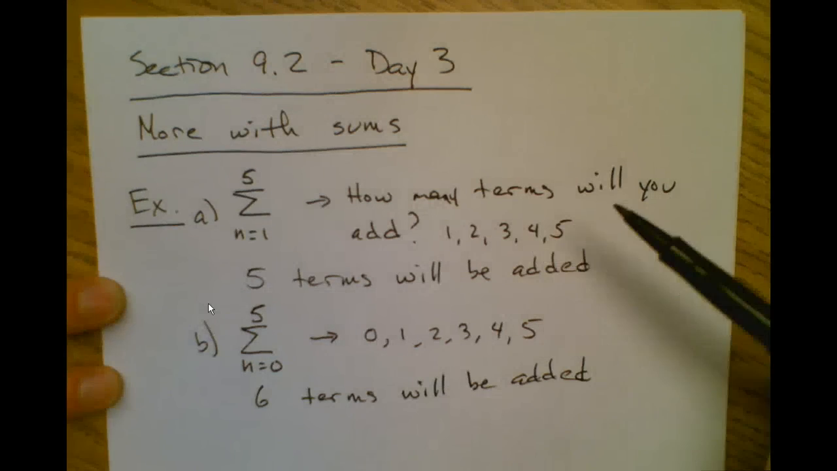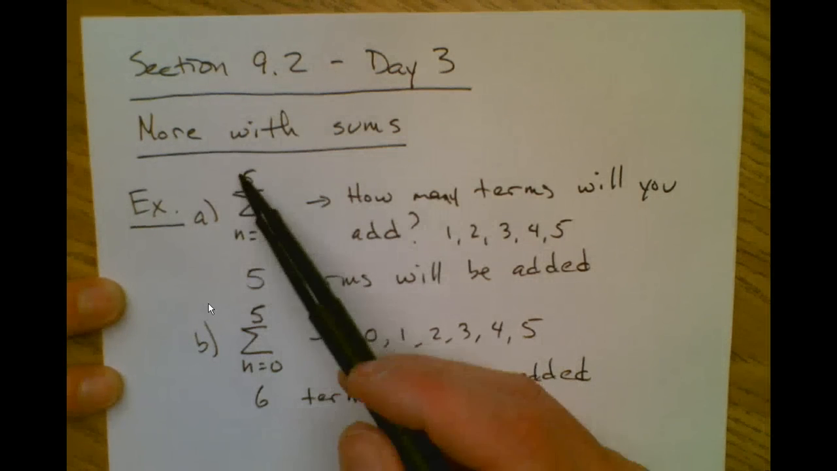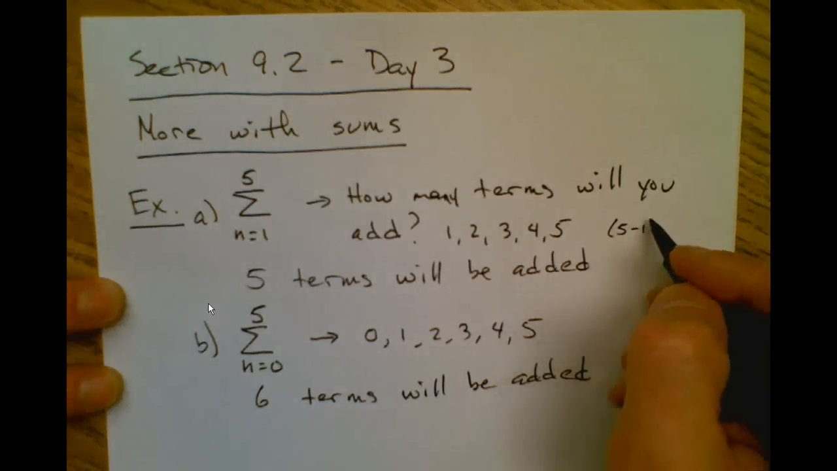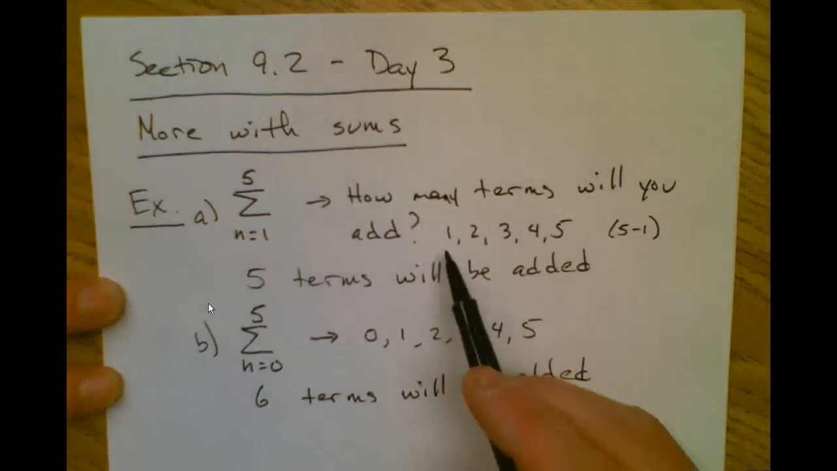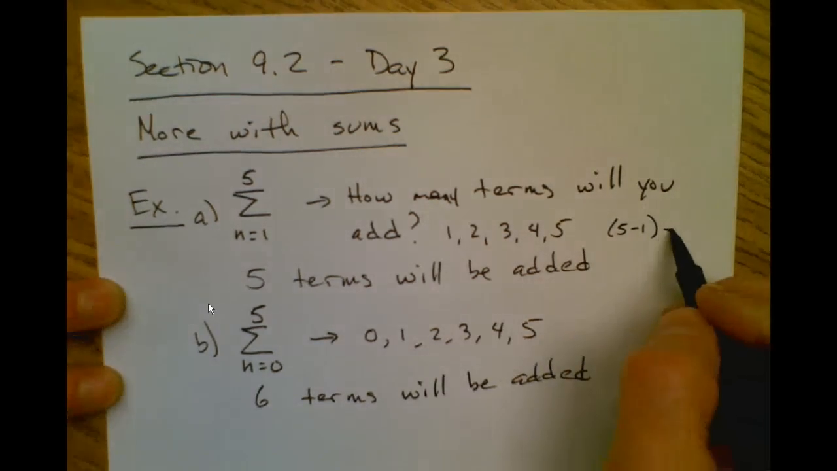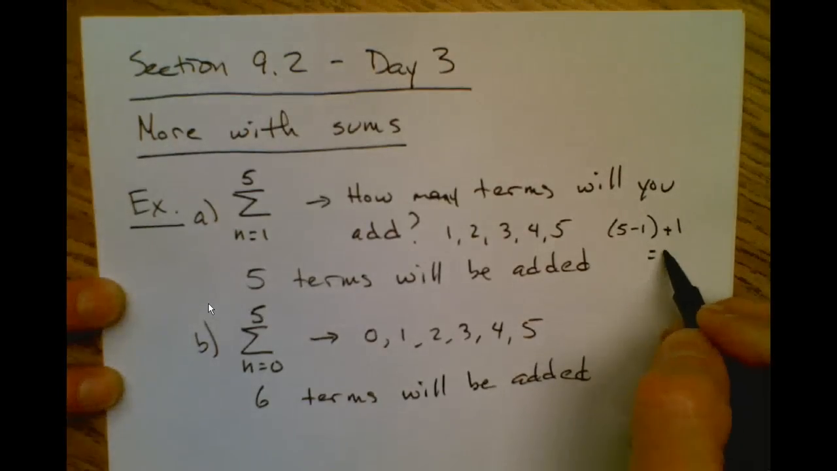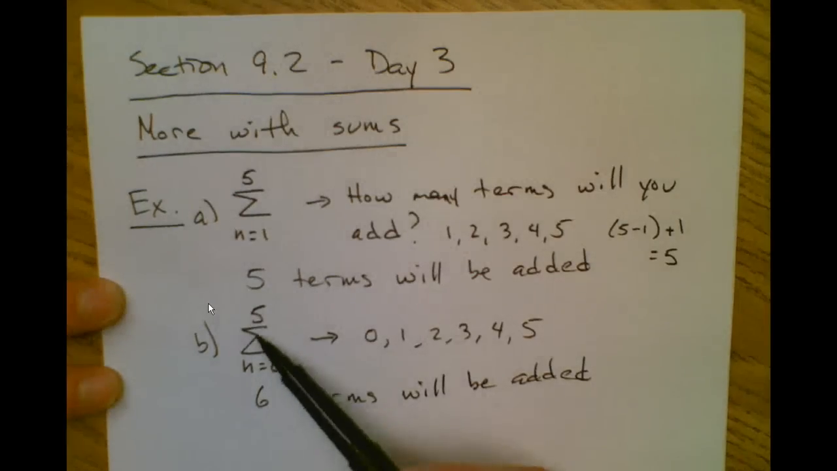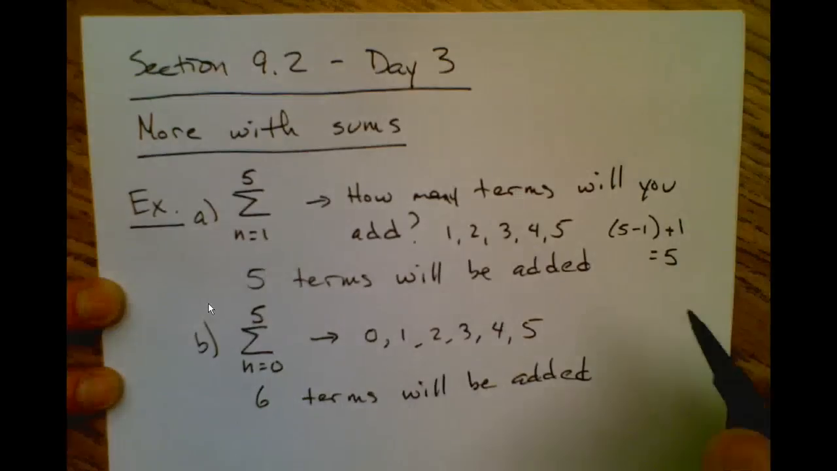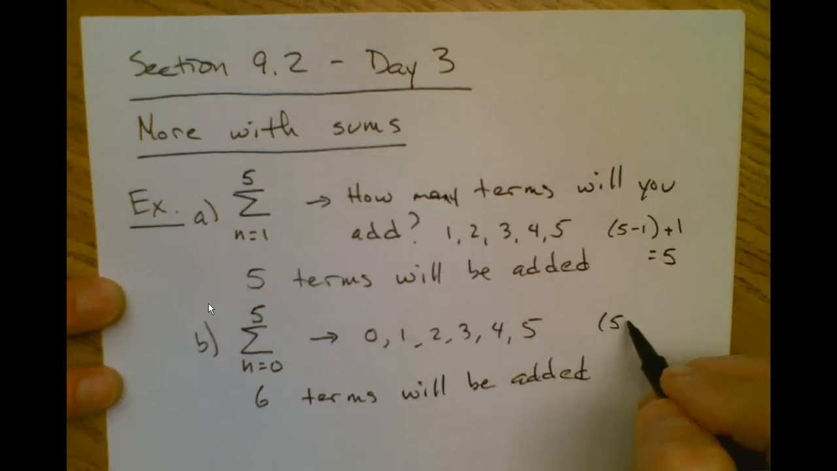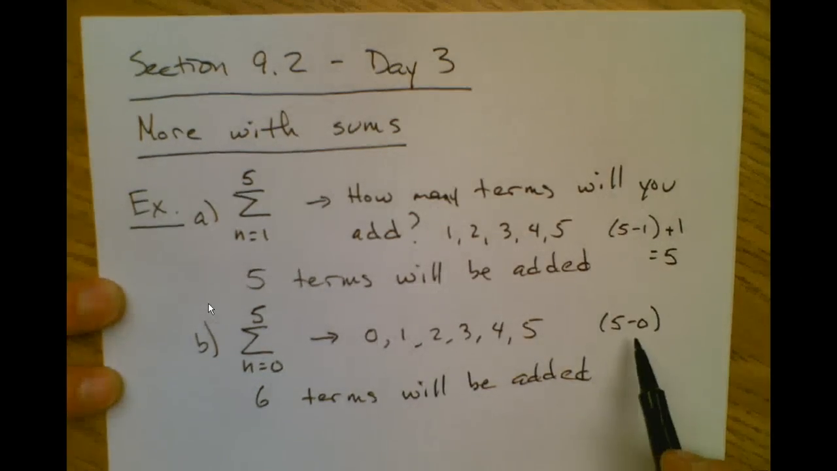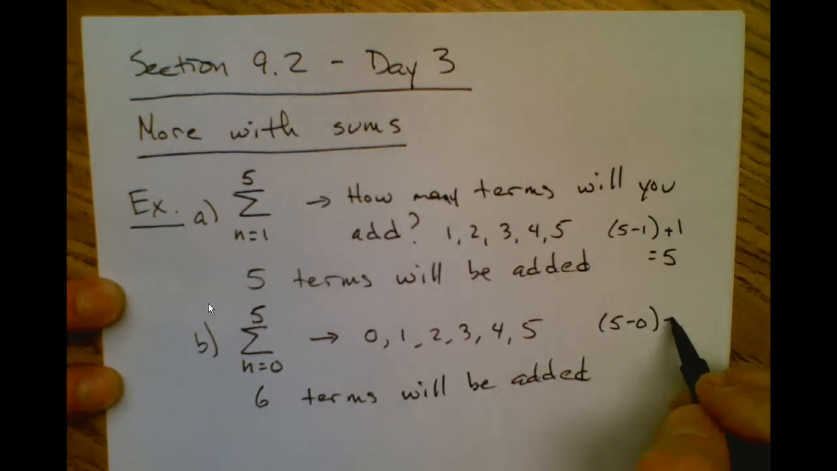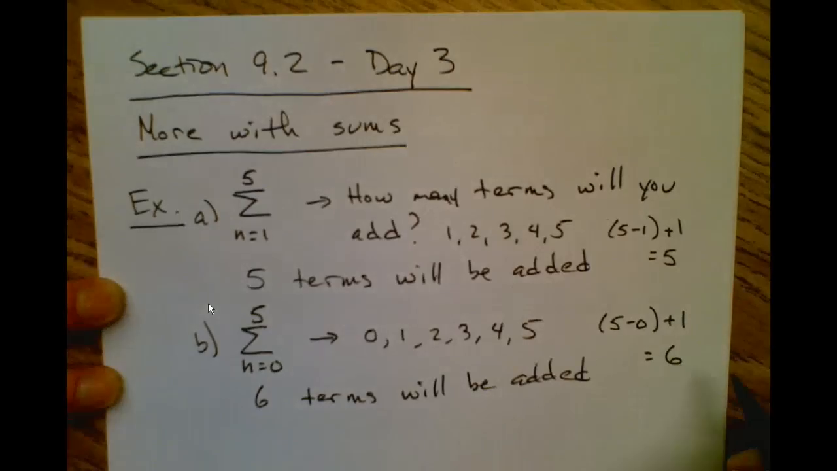So let's go back and let's take a look at how can I get this 5 from this 5 and this 1. Well, if I do 5 minus 1, that only gives me 4, but I can see that I have 5 terms. So let's add 1 back, and that will give me my 5. So let's keep that in mind. Over here, how can I get my 6 terms using my 0 and my 5? Well, let's subtract them again. If I do 5 minus 0, that gives me 5, but again, we just figured out that we have 6 terms, so I'll add 1 back. So that will give us our 6 terms.